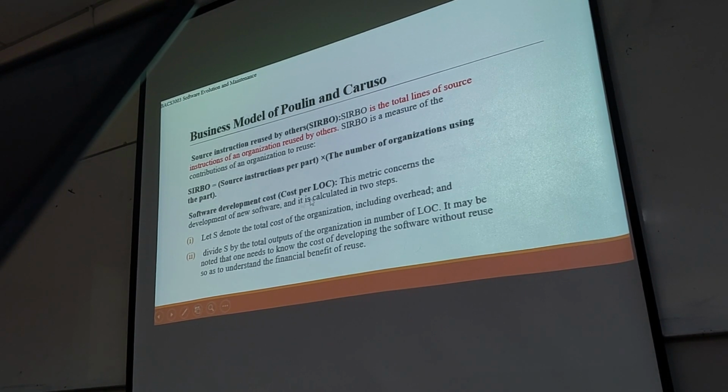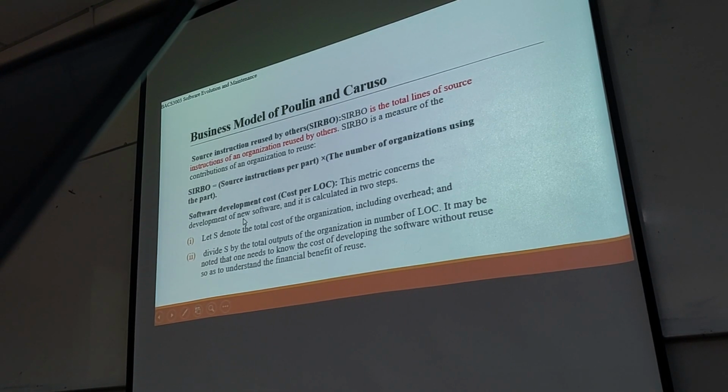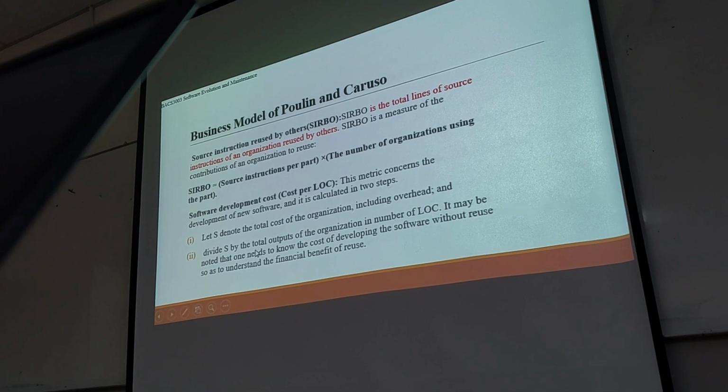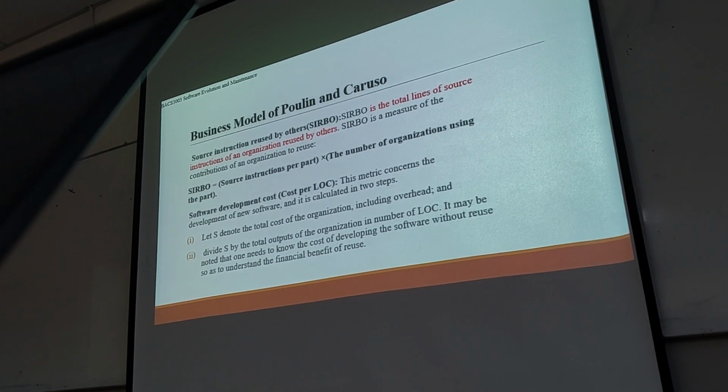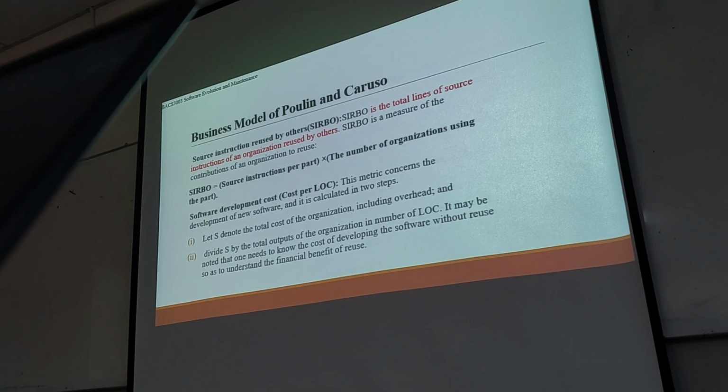Software development cost per line of code. This metric concerns the development of new software and is calculated in two steps. You need the total cost of the organization, inclusive of overhead, and divide it by the total output of the organization in LOC. It means that when you want to calculate the cost per line of code, you gather the overall cost for the organization, inclusive of the overhead, and divide by how many lines of code you have. Then you will get how much one line of code costs, understand?